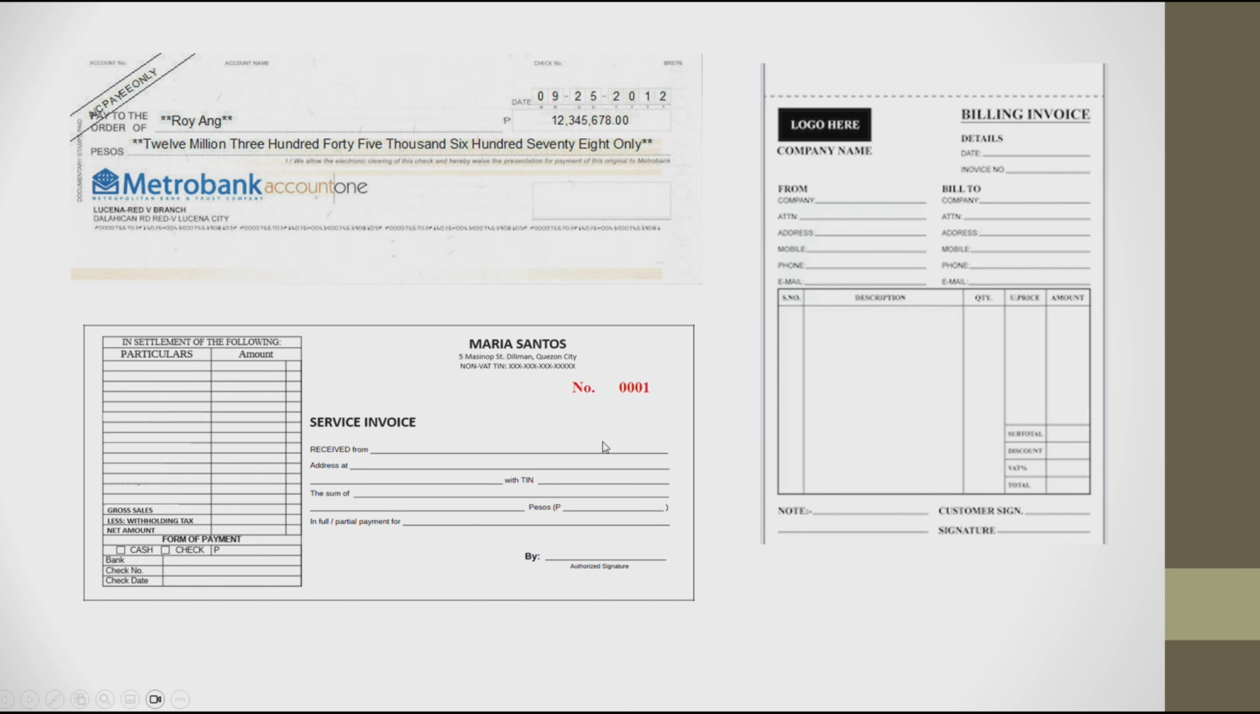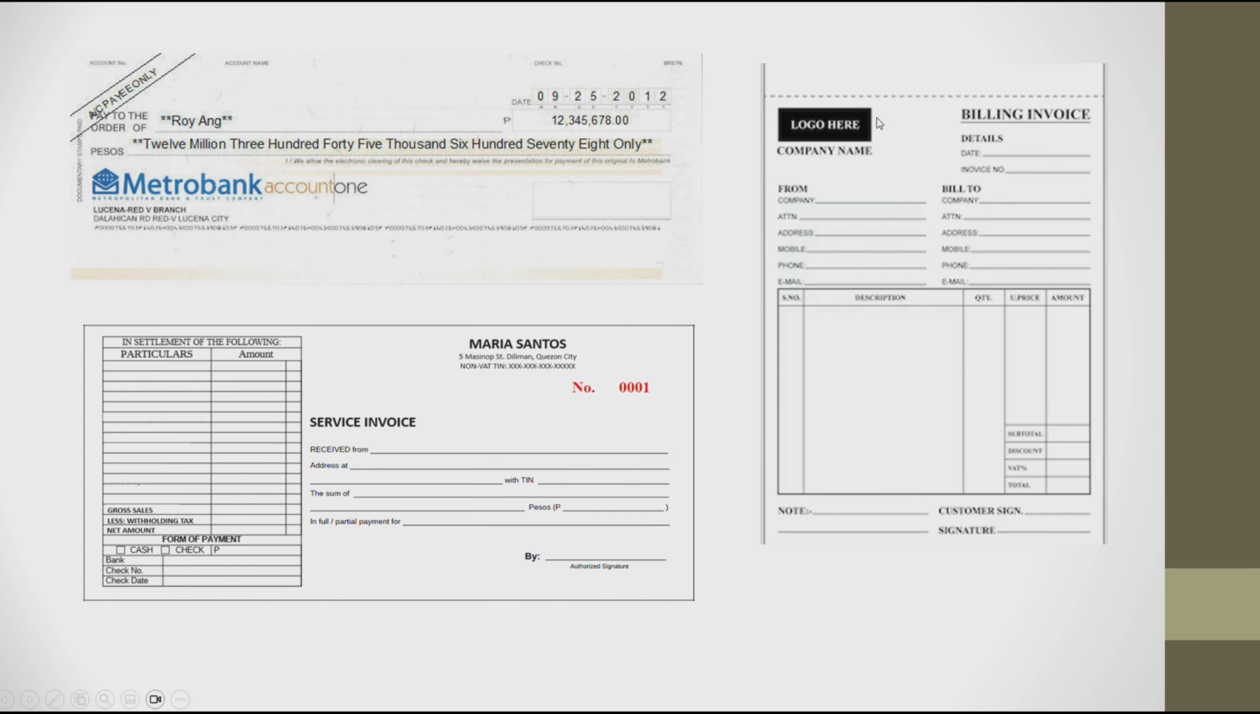And then received from the customer, the address of the customer, tax identification of the customer, and the sum. For example, this check is the ones paid. So the sum of 12,345,678. So that will be put right here. The words and then the numerical figures is in here. In full or partial payment for the purchase of the items specified on the left side, authorized signature.